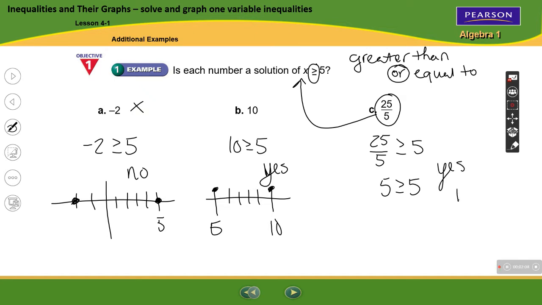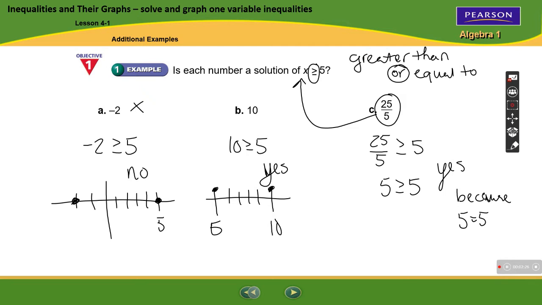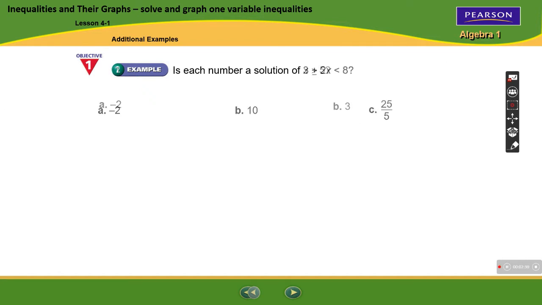And our reason is because 5 equals 5. And this one's yes, because 10 is greater than 5. Sorry about that. Had a little malfunction. On to the next one.